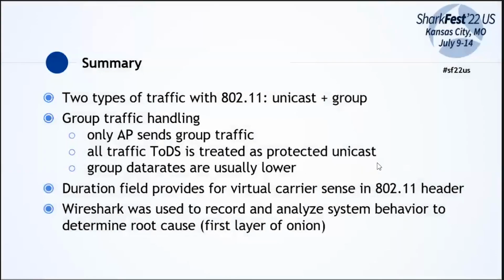So, summary here. There are 2 types of traffic that we have in 802.11, unicast and group. Group traffic handling is a little bit different than in the wired world. Only the AP can send group traffic. All traffic to the AP is protected unicast, which is kind of nice. And group data rates are usually lower, so we like to avoid those if we can. The duration field provides some virtual carrier sense for us. And we use Wireshark to record and analyze the system behavior to determine root cause. It was very clear here at the first layer of the root cause onion that we have.